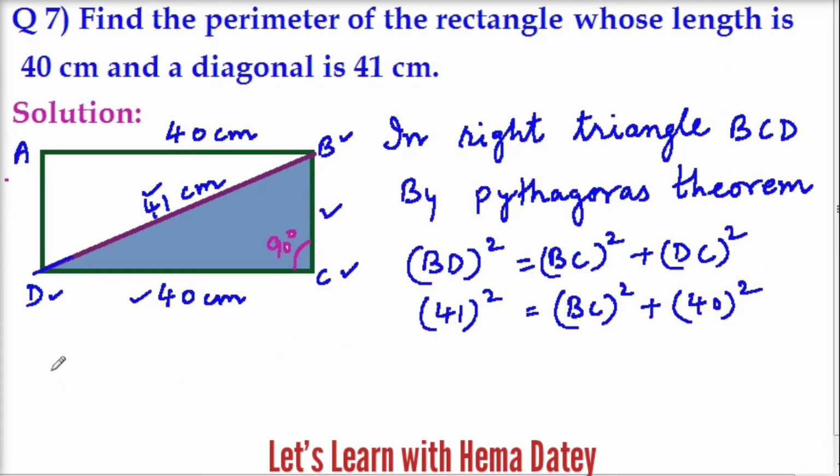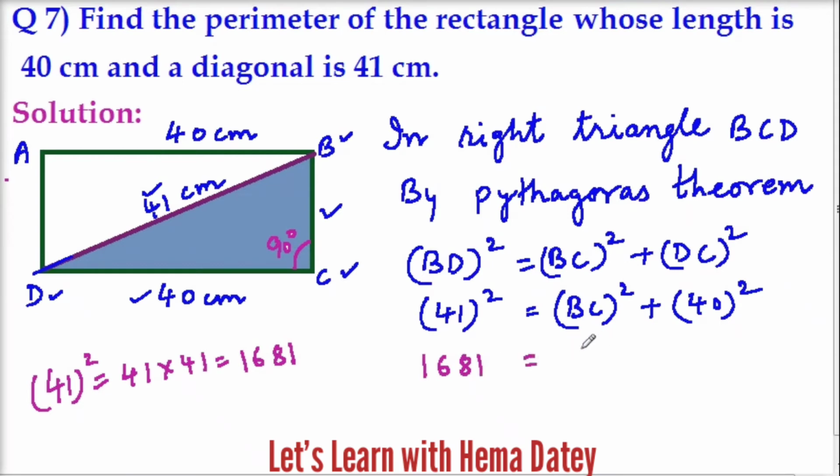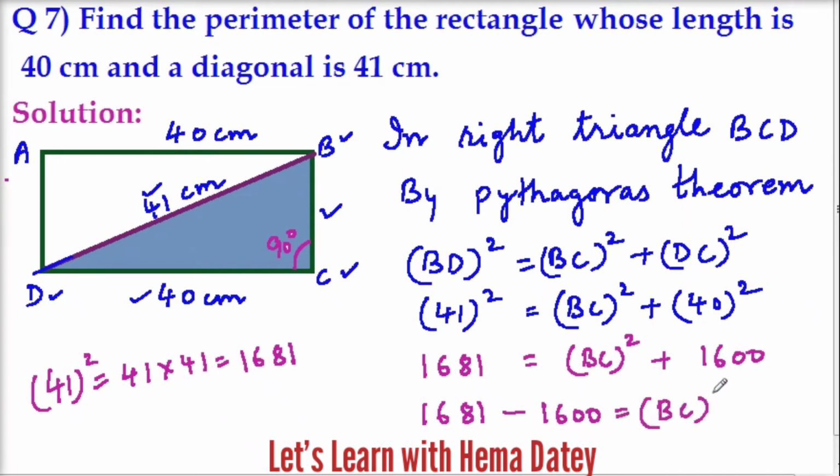Now square of 41. Square of 41 means 41 multiplied by 41. We'll get 1681 equals to BC whole square as it is, and square of 40 is 1600. We will shift the smaller number 1600 to the left hand side. The sign will be changed. It will be negative 1600 equals to BC whole square.